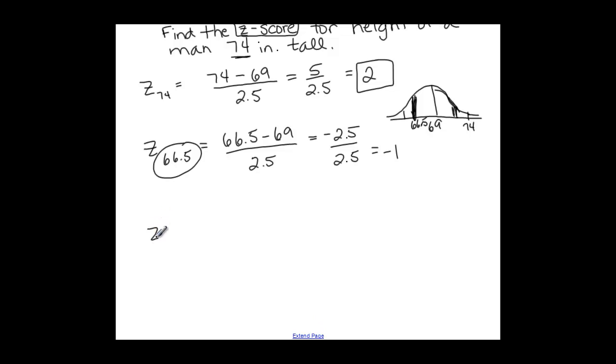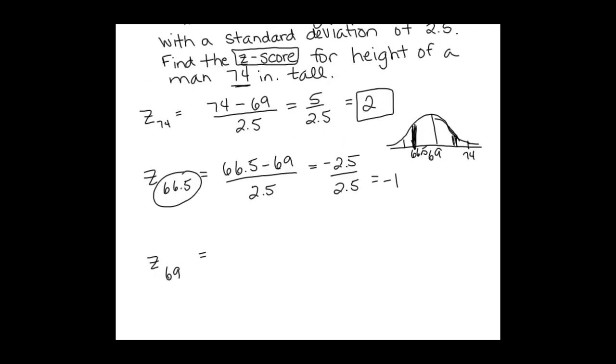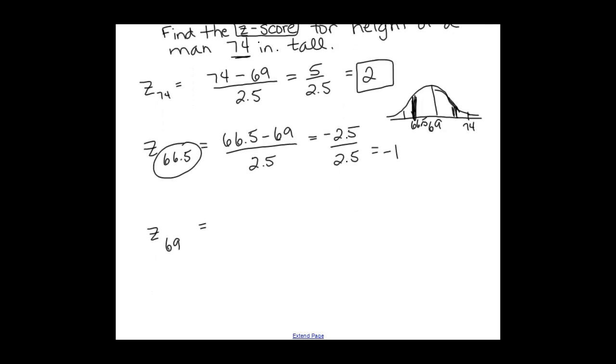And then let's do one more. What if I wanted to know the z-score of a man who is 69 inches tall? The piece of data is 69 minus the mean, which we already said was 69, divided by the standard deviation of 2.5, which gives me 0 over 2.5, which is simply 0. If the piece of data is the same as the mean, it would have a z-score of 0 because it does not fall any above or below the mean, since it is the mean.